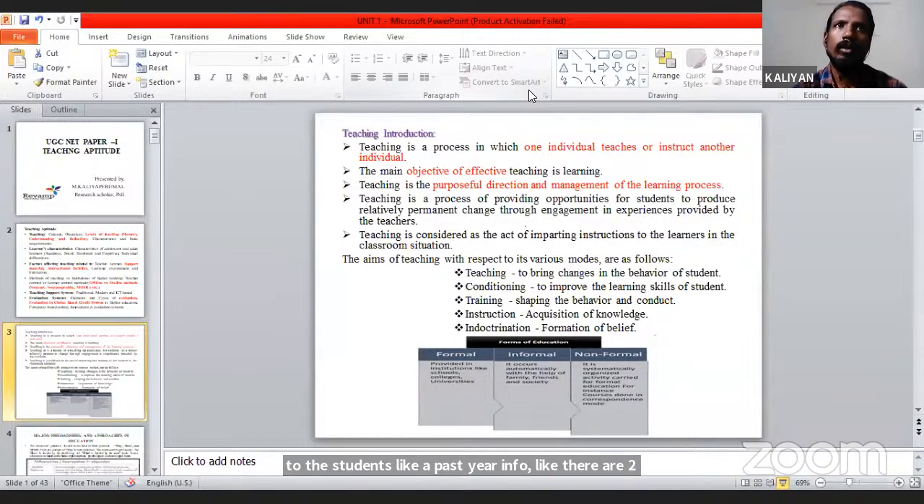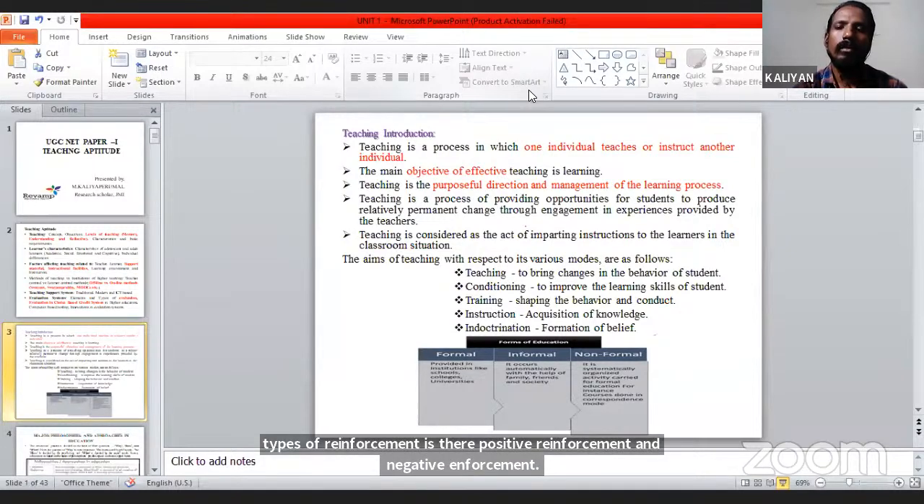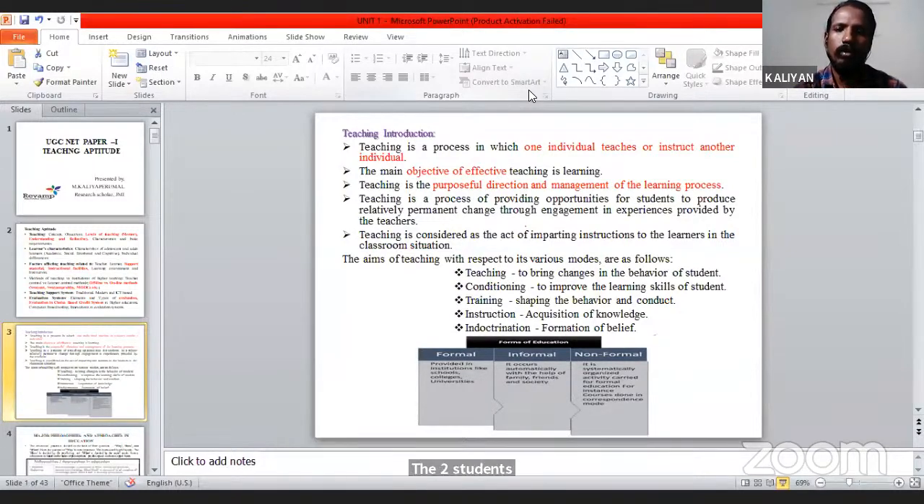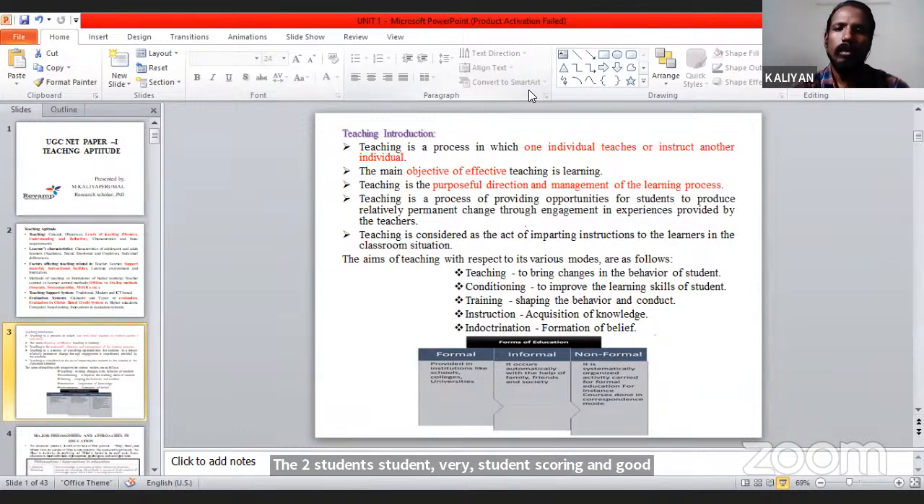If a student is scoring good marks in a subject, we will reinforce positively, like giving some reward.